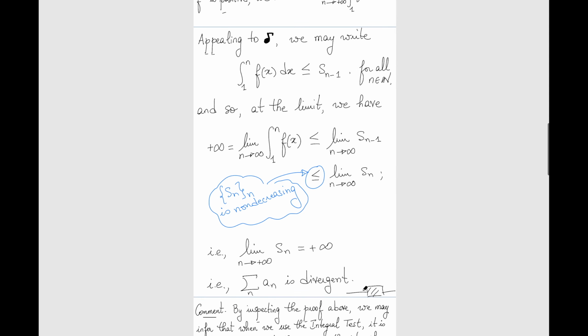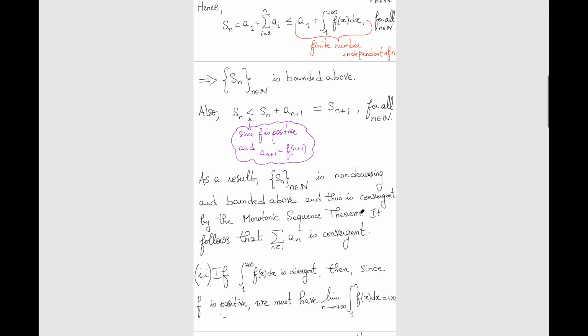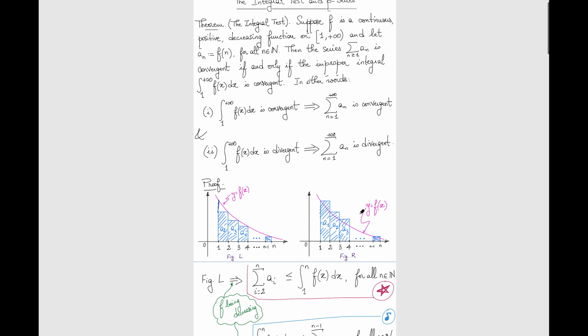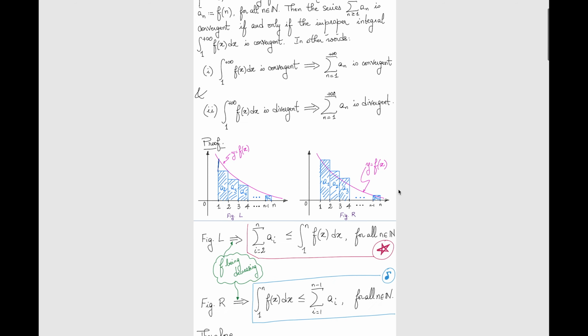And this completes the proof of the integral test, right? So we may use this test at our disposal at any moment we want. Okay.